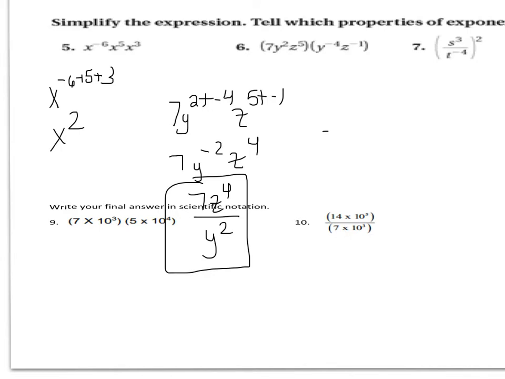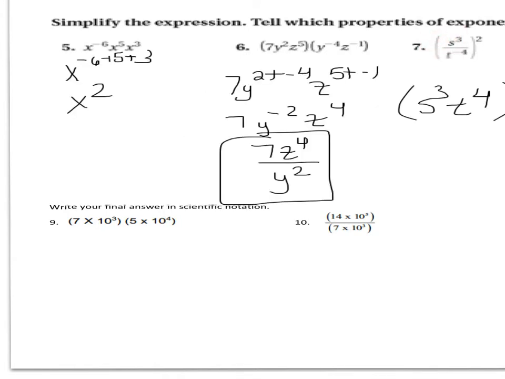Here I would do this, s to the 3rd, t to the 4th. See how I made that using the negative? Instead, since it's in the bottom, it moves up. See, when it's in the top, it moves down. When it's in the bottom, it moves up. Now you have power to a power property, so multiply. You get s to the 6th, t to the 8th.